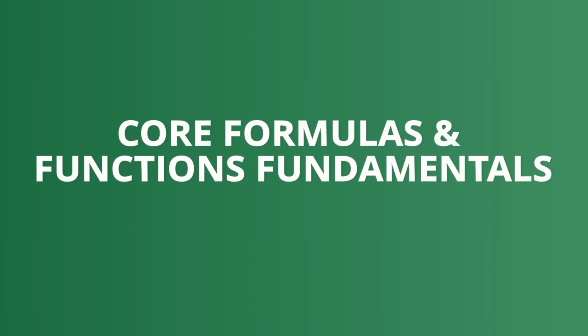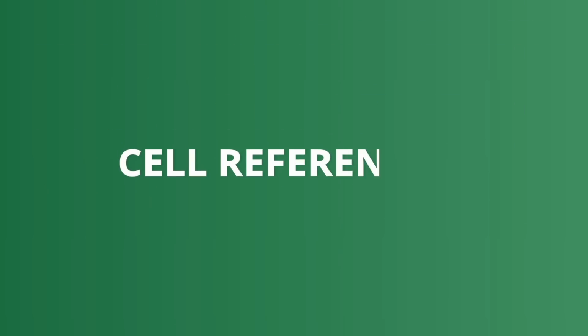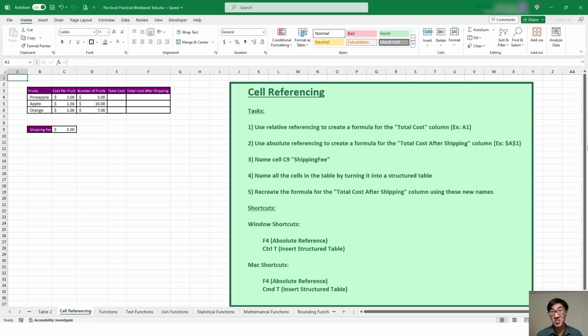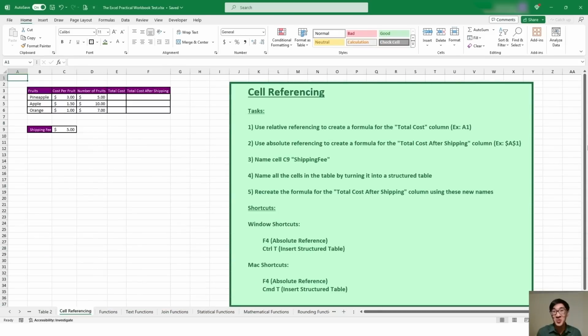To start off, let's talk about core formulas and functions fundamentals. Before we jump straight into functions, we need to talk about cell referencing. And there are two types of cell referencing that you need to know. They are relative referencing and absolute referencing. And in this video, I'm going to show you how to use both. So let's take a look at our example.